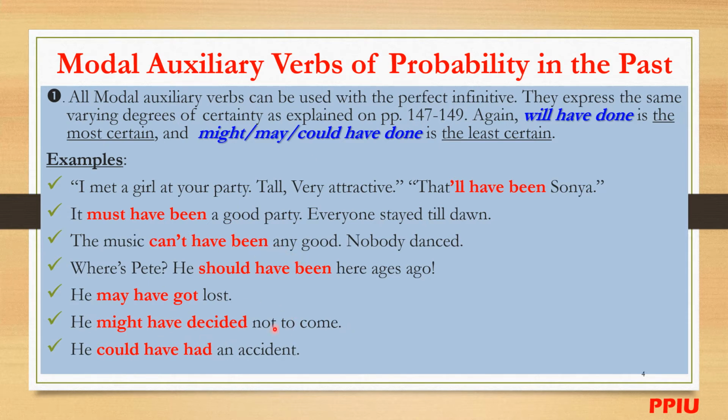All right. So as you use this, you may know about the degree of possibility in the past. All right, can we move on?